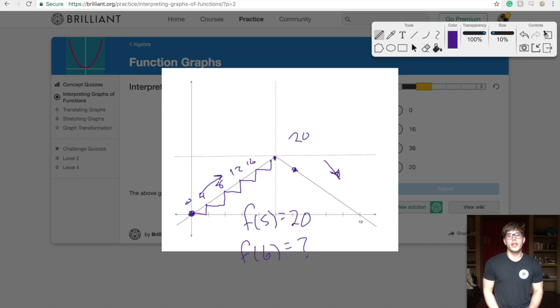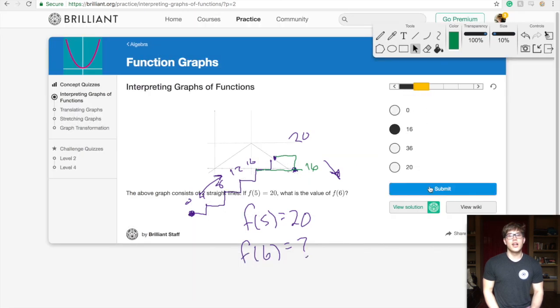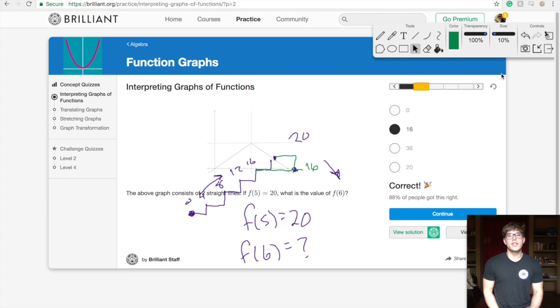Whenever we go back down, we can see that we're decreasing at the same rate. And what does this line up with? It lines up with the 16. So f of 6 must be 16. All right. Excellent.